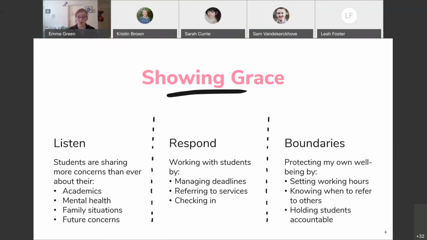I know when to refer on to others. I know I am not a trained clinician. I'm not a trained co-op recruiter. I know when to send students to other resources to help them. And I also hold students accountable. I tell students this: I am here to listen, I am here to help, but I also want you to hold up your end of the deal. And for a lot of students, knowing that I still hold them to a standard is very comforting because this indicates to them that I still think that they can do it and that they have a sense of autonomy and control in what they are doing.